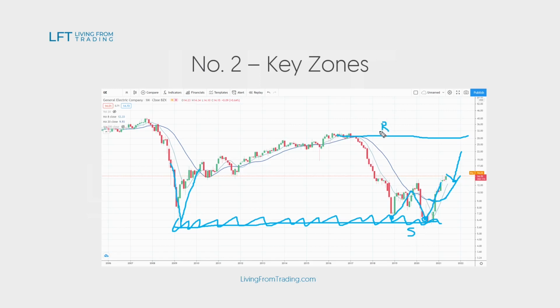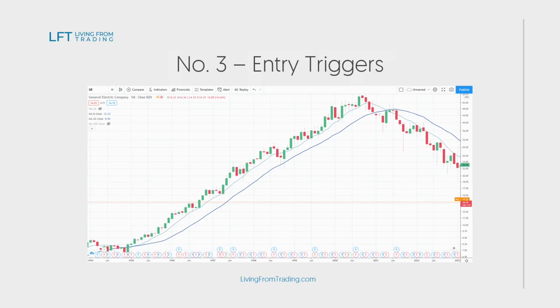Step number 3, entry triggers. Entry triggers are what will make you hit your buy or sell button. I have several patterns that I use to trigger my entries, and those patterns are nothing more than rejections from key zones. We saw previously that the key zones are the moving averages that we see here.